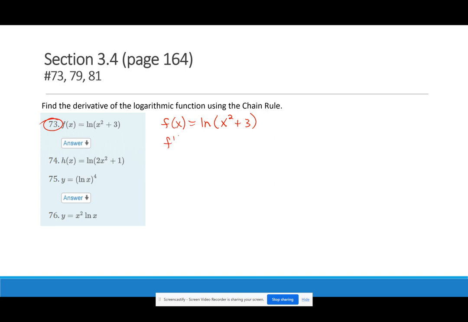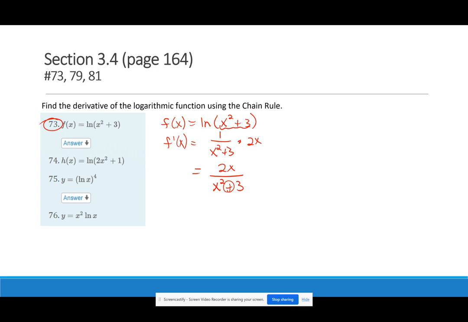So when I do the derivative, I start with the derivative of the outside function, so natural log. That's going to be 1 over x squared plus 3. But then I need to do the derivative of the inside function, which would be 2x. And then that 2x is on top there. And you can't knock the x's out or anything because x is not a factor of the denominator. There's a plus sign there. So that would be a good way to leave that answer.